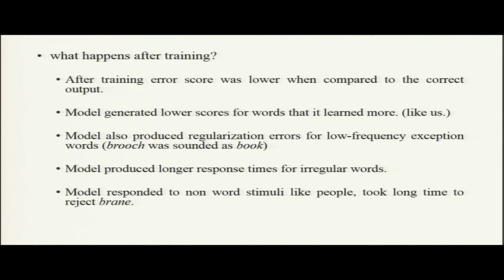Also it was found that the model produced longer response times for irregular words. So it seems that the model is using the phonological activations in a slightly more primary sense, and that is why it is leading to these kinds of errors. Also, the model responded to non-word-like stimuli, say for example brain versus BRANE; it found it slightly harder to reject those words, much like humans do.